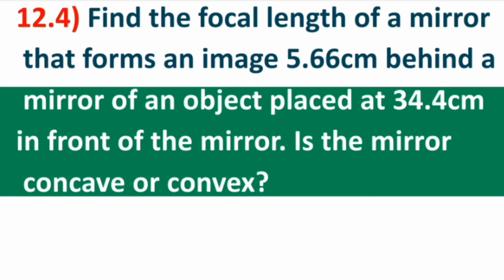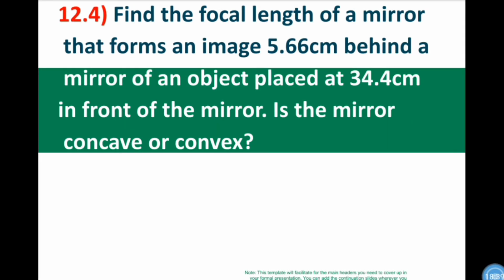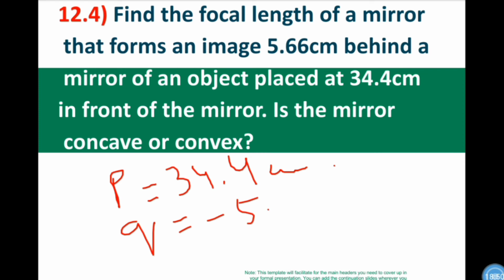Okay. Find the focal length of a mirror that forms an image 5.66 centimeter behind the mirror. It is the virtual image. Mirror of an object placed at 34.4. So here we have the object distance, which is 34.4 centimeter. The image distance Q is equal to minus 5.66. Since it is a virtual image, because the image is found behind the mirror, as it has been written in the question, the image is found behind the mirror.